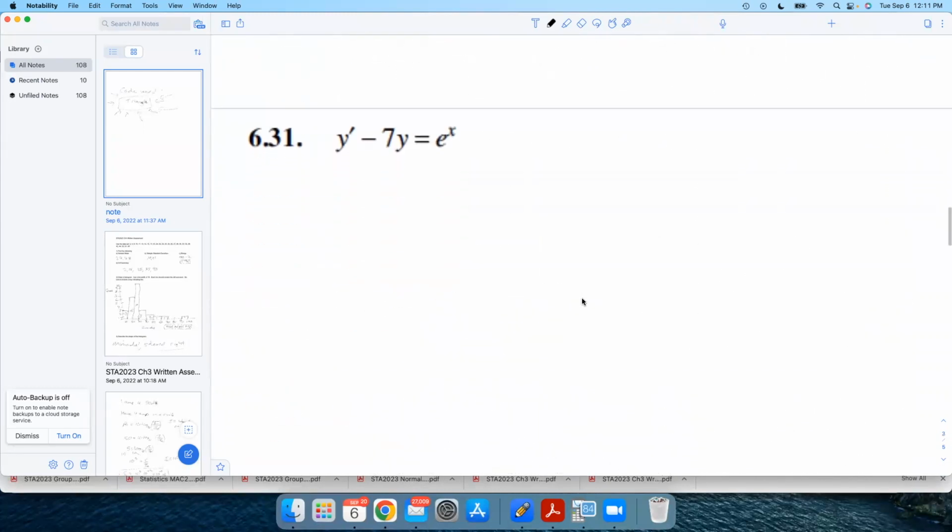Okay, so this one, by the way, is not separable. It's impossible to separate the variables here. There's my P of x. It's just this constant, -7. So my integrating factor will be e raised to the antiderivative of -7 dx. I'm going to do this all in one line in this one. This would be e to the -7x.